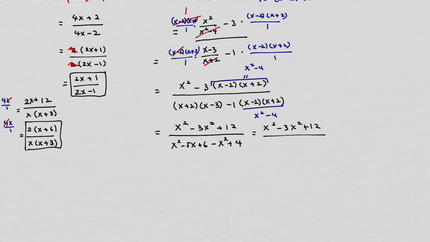Wait, hold on. These are like terms, so you can combine these two also, right? So let me erase that. And when you combine that, what do you get? Negative 2x squared. Combine the denominator. Looks like these two cancel out. Negative 5x. This 2 will be plus 10.